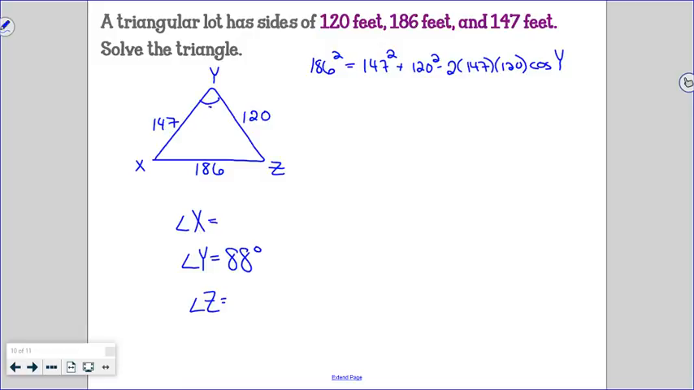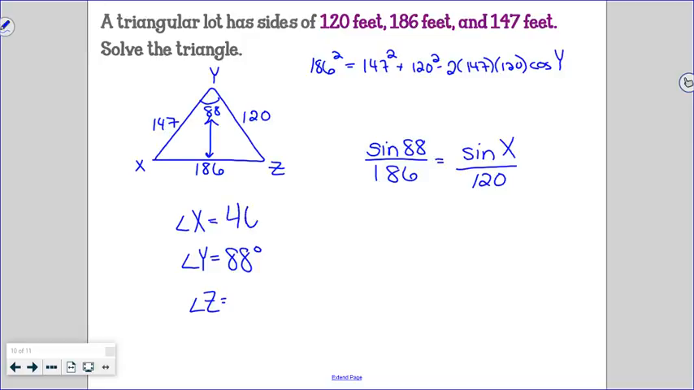And then at that point, again, we are welcome to switch to law of sines because I now know an angle across from a side. So I can flip now to law of sines. And I can use that proportion, sine of 88 over 186, to solve for anything else here. Maybe sine of x over 120. And what's my smallest angle? What is it? 40. And 52.